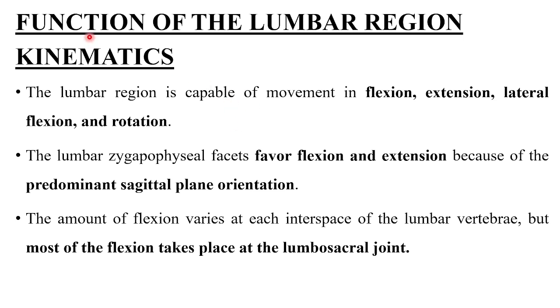The function of the lumbar region. So first is your kinematics. The lumbar region is capable of movement in flexion, extension, lateral flexion, and rotation. The lumbar zygapophyseal facets favor flexion and extension because of the predominant sagittal plane orientation. So I already told you many times, because of the orientation of the facet in the sagittal plane, the main movement will be flexion and extension. The amount of flexion varies at each interspace of the lumbar vertebrae, but most of the flexion takes place at the lumbosacral joint. So the lumbosacral joint is mainly responsible for most of the flexion movement taking place in the lumbar region.